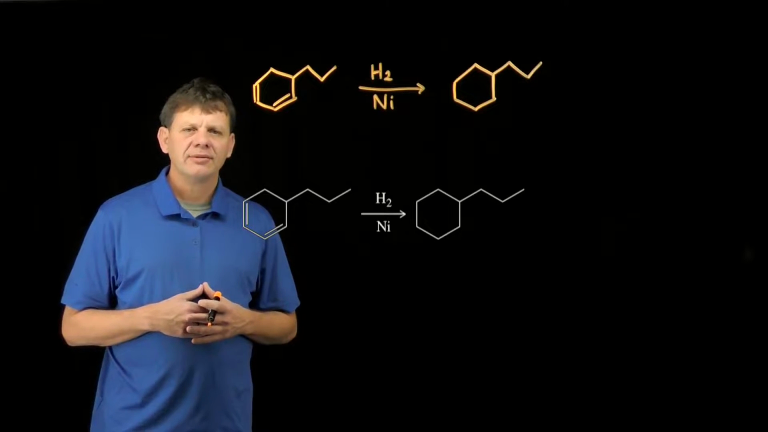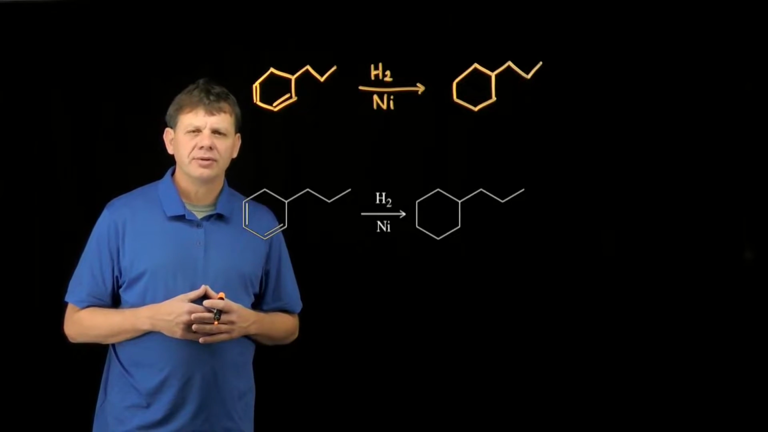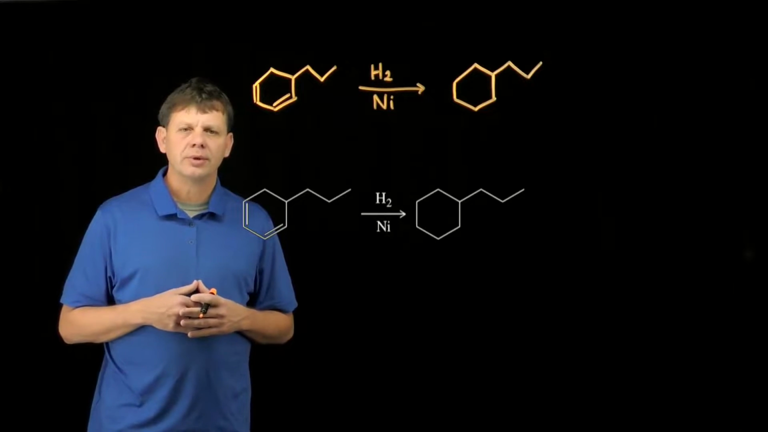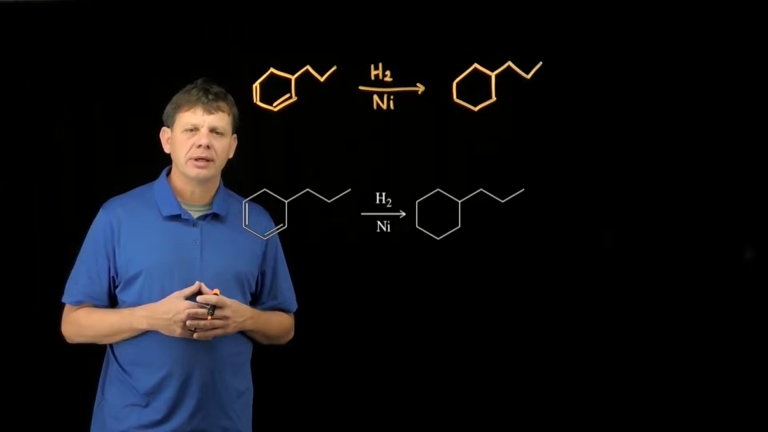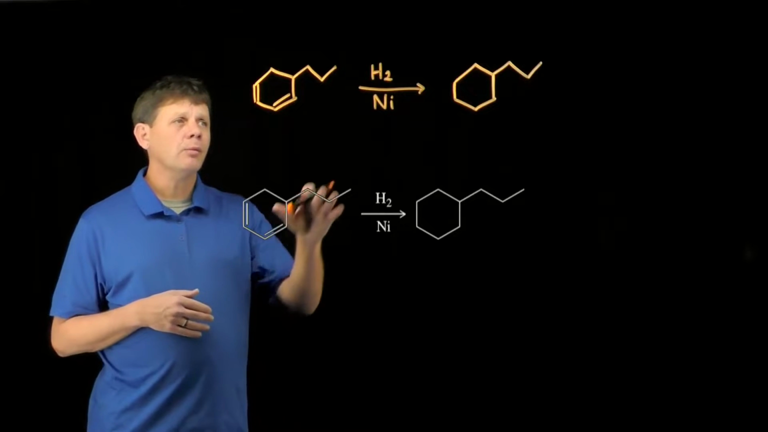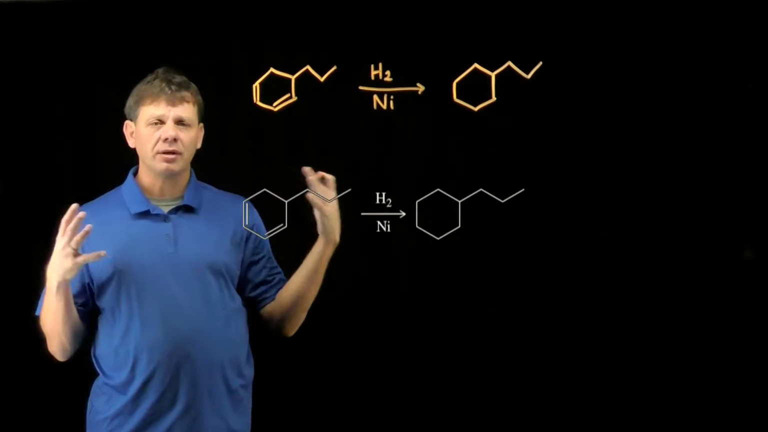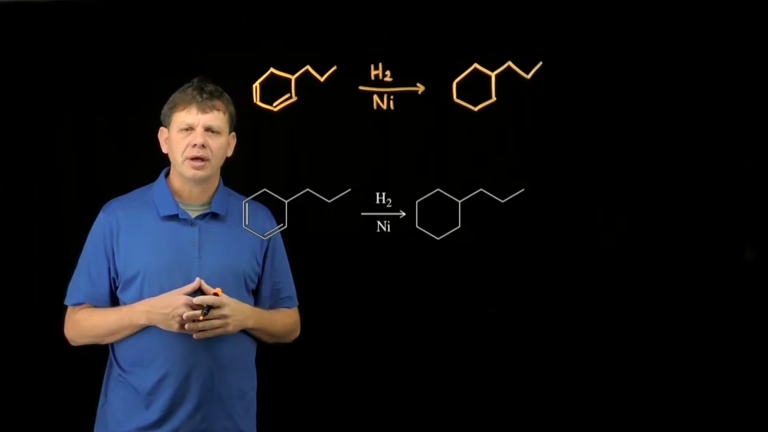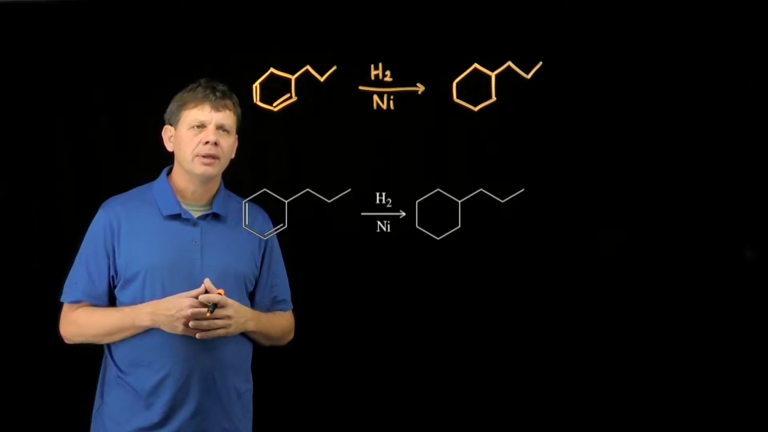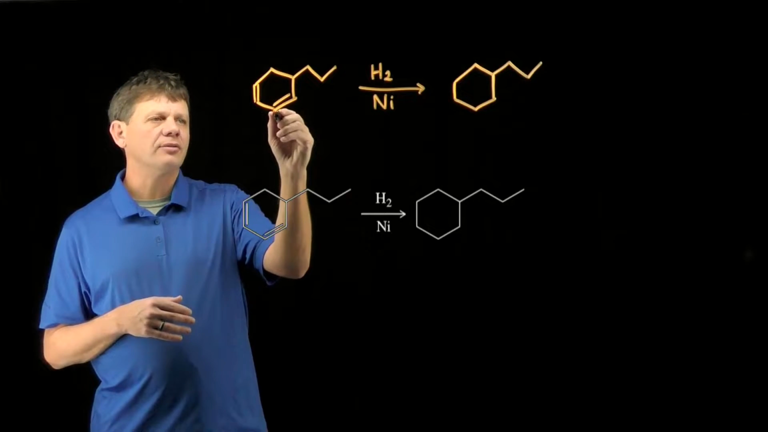This assessment asks us what type of reaction is occurring here, an oxidation or a reduction, based on what's happening to the organic molecule. Now, we might remember that hydrogenation is a reduction, but how could we figure that out? Well, we can do that by calculating oxidation numbers.